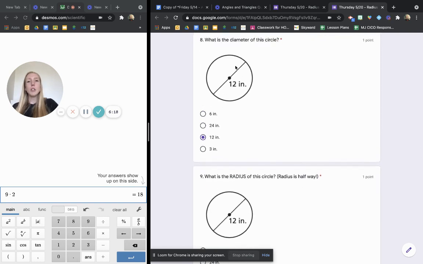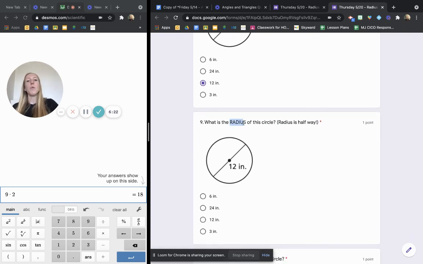Now, same circle, same 12-inch diameter circle, but now we're asking for the radius. It's asking for the radius now. So if it's asking for the radius, we don't want the whole diameter. We only want half the diameter. The whole diameter is 12. We only want half of that.